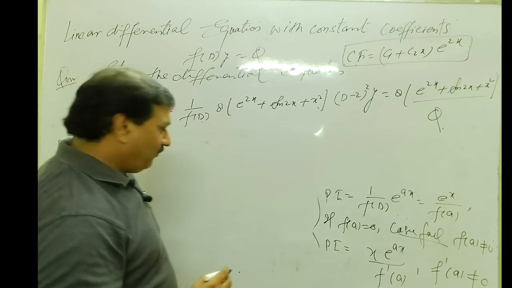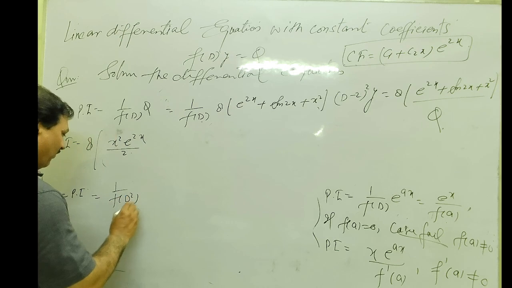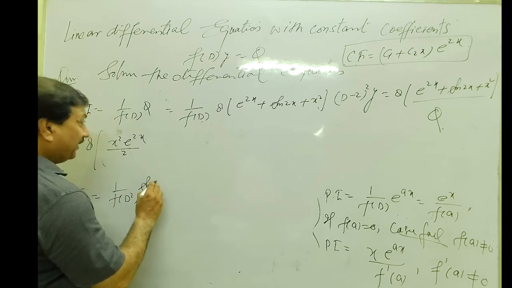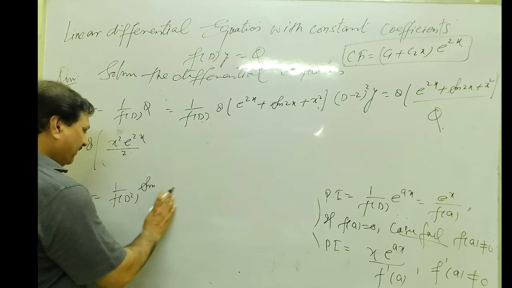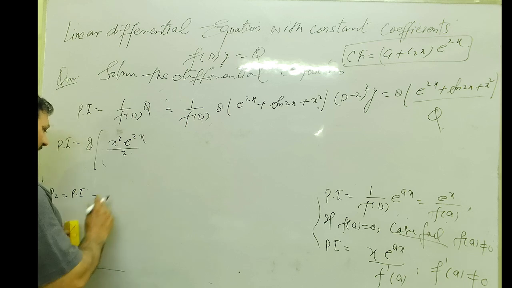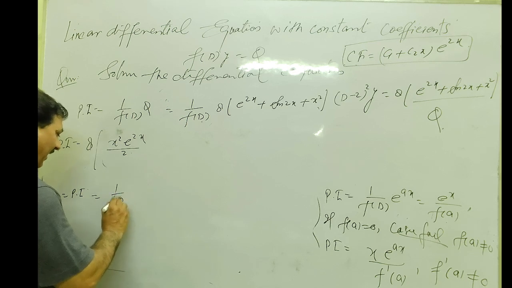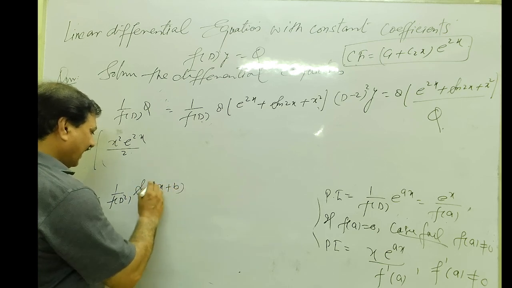In the case of particular integral, f(D²) sine 2x. This is the second part. This is your ax plus b. You can write the particular integral of f(D²) sine(ax plus b). This is the second part.